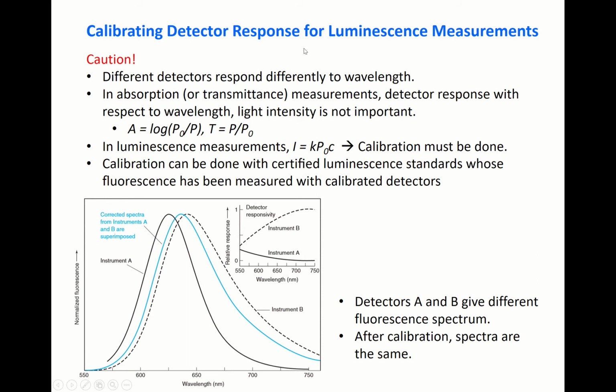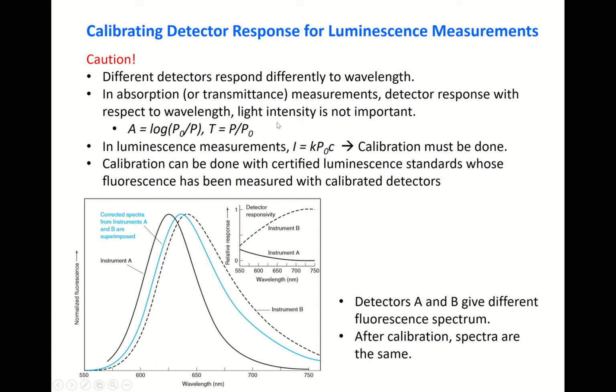Now let's consider calibrating the detector response for luminescence measurement. Luminescence means fluorescence and phosphorescence, mostly fluorescence. Here is a caution: different detectors respond differently to wavelength. In absorption, or equivalently transmittance, measurements, the detector responds with respect to wavelength, but the light intensity is not important.